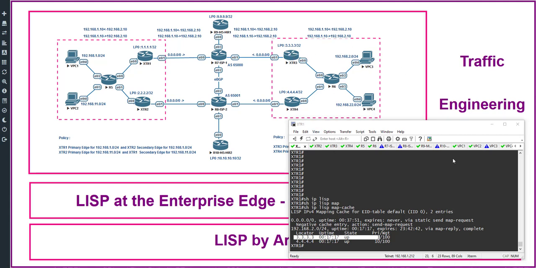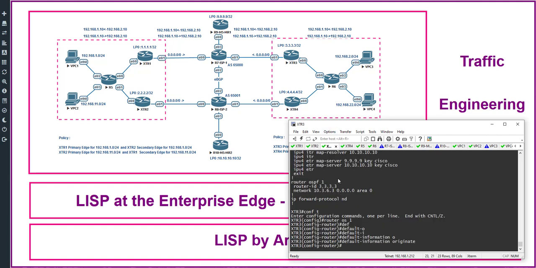This means that the traffic engineering is working now. And also we send traffic from VPC2 to the XTR2, and XTR2 now is using the router 4 as the entry point for the quad 4. This means that everything is working good. If you want, you can check the XTR3 also.